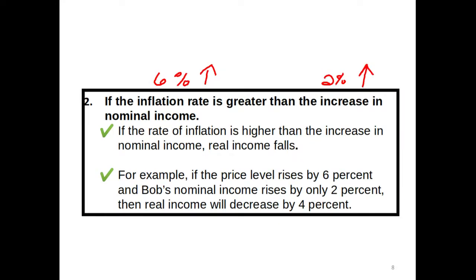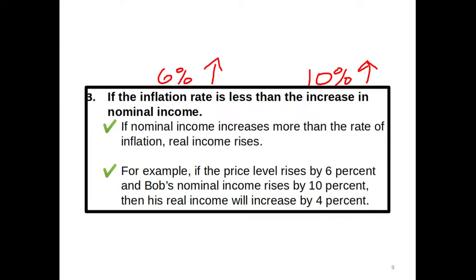If inflation rate is greater than the increase in nominal income, that's where we're going to see a decrease in our real income. If inflation goes up 6%, nominal income goes up 2%, our real income is going to fall 4%. We can effectively buy 4% less stuff. If inflation rate is less than the increase in nominal income, this is what we want. Inflation goes up 6%, our nominal income goes up 10%. Well, here our real income actually went up 4%.